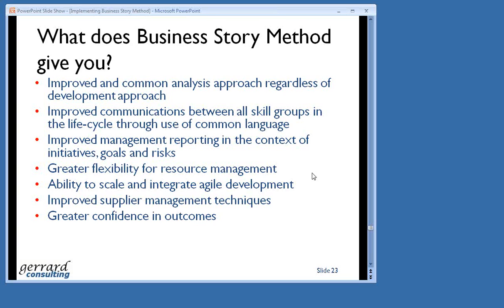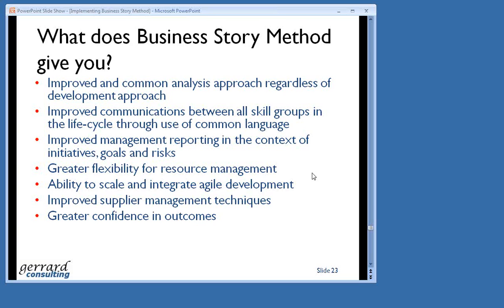There's also improved reporting that you can give in the context of initiative goals and risks by having that traceability, if you like, between business stories back to requirements and goals. And one for me, having managed large IT departments before, is greater flexibility for resource management, which is incredibly powerful. When you've only got a small group of people who are specialists in working in an agile method, for example, scaling that is really, really hard. And being able to allocate people to projects, whether they're structured or a combination of structured and agile projects, is quite a challenge. So I think it helps with that.